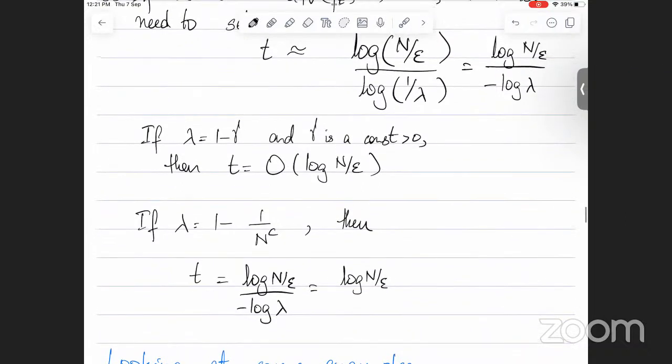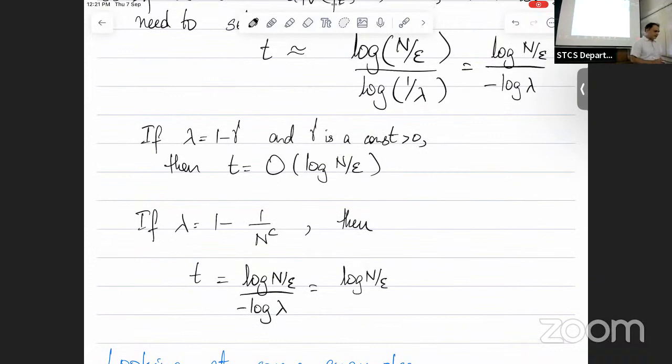The bottom is getting chopped off. Is this okay? Okay. So log n over epsilon divided by minus log of 1 minus 1 over n to the c. If you recall your Taylor expansion of log 1 minus x, it looks like minus x plus x squared by 2 and so on. So this is roughly equal to n to the c times log of n over epsilon.